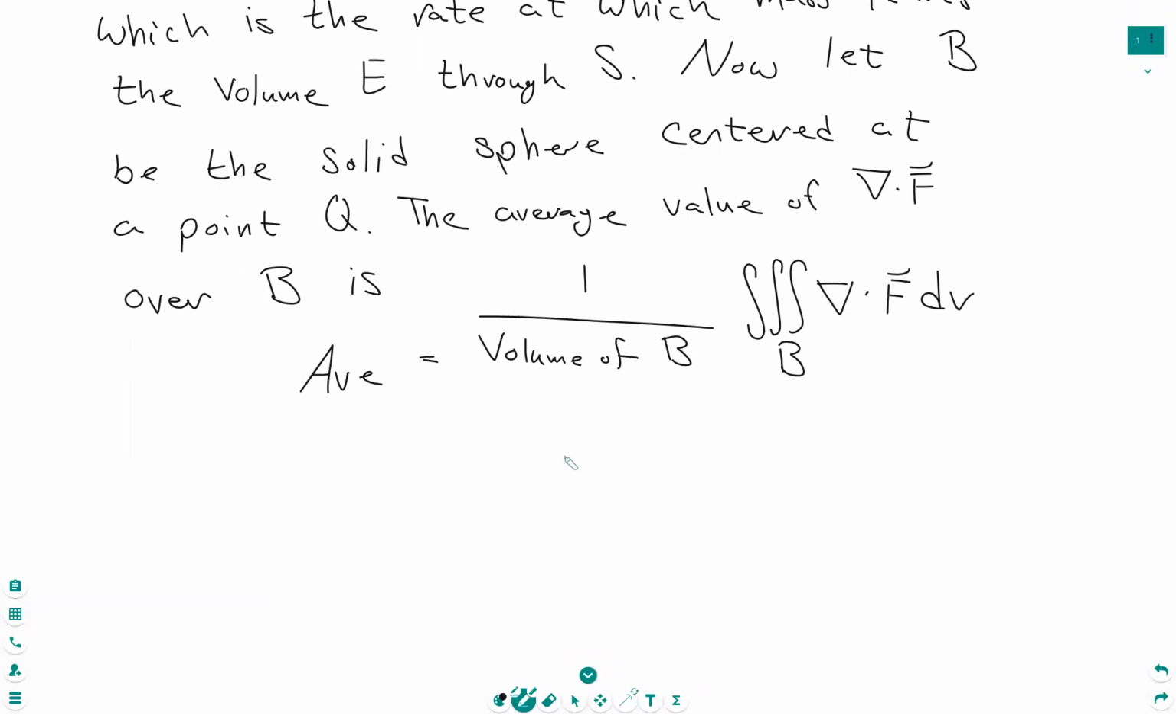So basically we're just trying to prove the continuity equation here. And we're starting with acknowledging that if I wanted to calculate the average of the divergence of F over some solid sphere, what we would do is just say, okay, we would add up all of the values of the divergence of F in the sphere and then divide by the volume of that sphere.